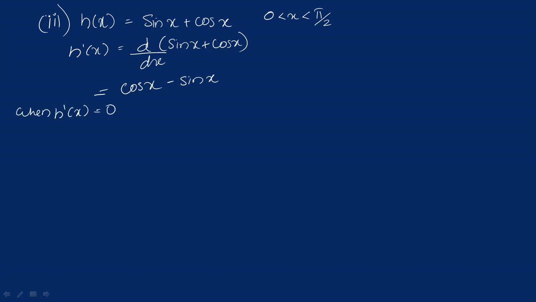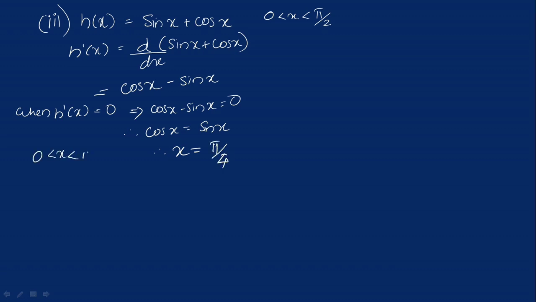When h dash of x is equal to 0, we have cos x minus sin x equal to 0, where cos x is equal to sin x. So at the time when cos x is equal to sin x, the range of x should be from 0 to pi by 2. We have the value of x as pi by 4 at that time.